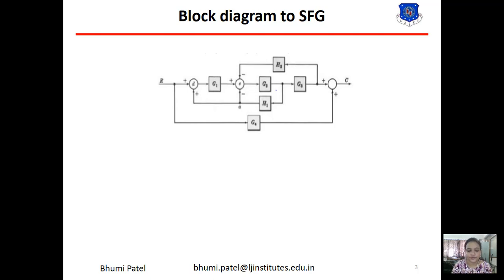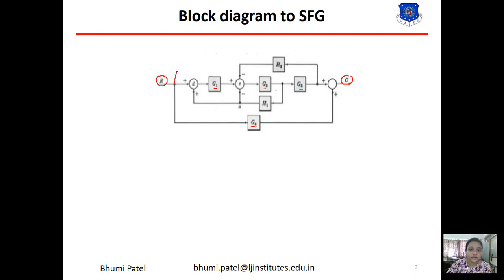Determine the transfer function C by R for the block diagram below by the signal flow graph technique. Here a block diagram is given. R is our input signal and C is our output signal. Here G1, G2 and G3 are our forward path, and G4 is also a forward path because the direction of the arrow is in the forward direction.